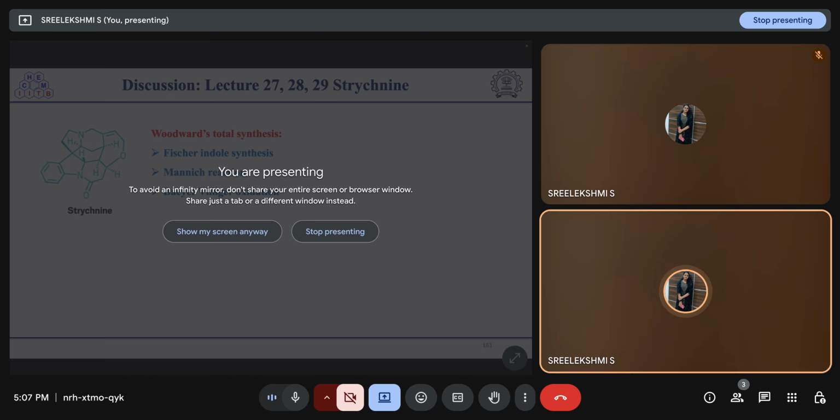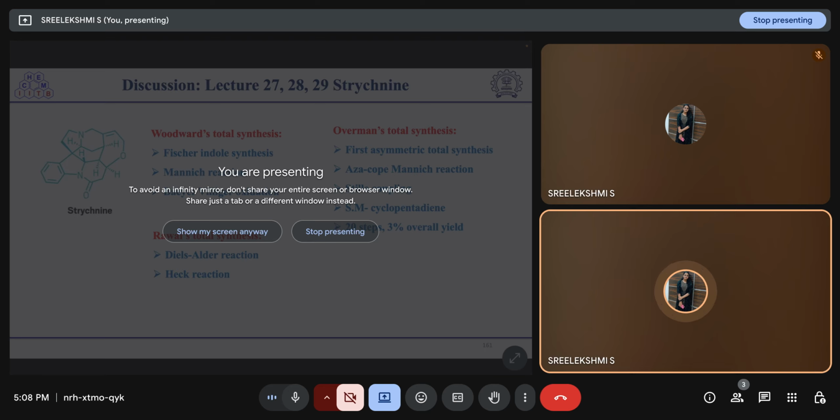In Woodward's total synthesis, the key steps utilized were Fischer indole synthesis, Mannich reaction, and Baeyer-Villiger oxidation, and we have seen Woodward's relay approach where the intermediate was obtained by degradation as well as through isostrychnine. Now, in lecture 28, we have seen the total synthesis of strychnine by Rawal's and Overman's groups, where we have seen the application of Diels-Alder reaction and Heck reaction in Rawal's total synthesis, and aza-Cope-Mannich reaction in Overman's total synthesis. Rawal's total synthesis was also through isostrychnine, and it was completed in 1994, where the key reactions were intramolecular Diels-Alder reaction and intramolecular Heck reaction.